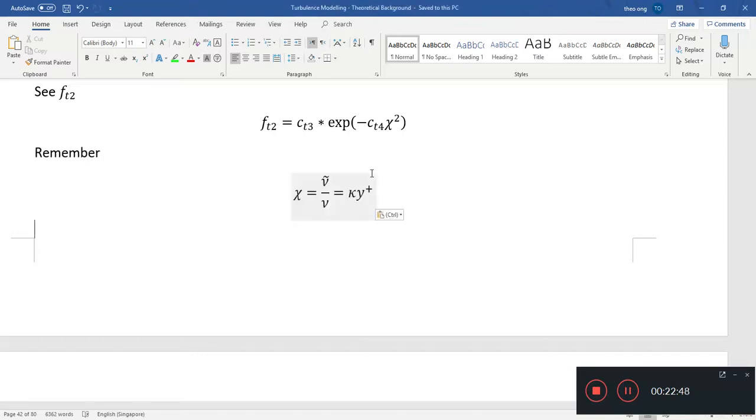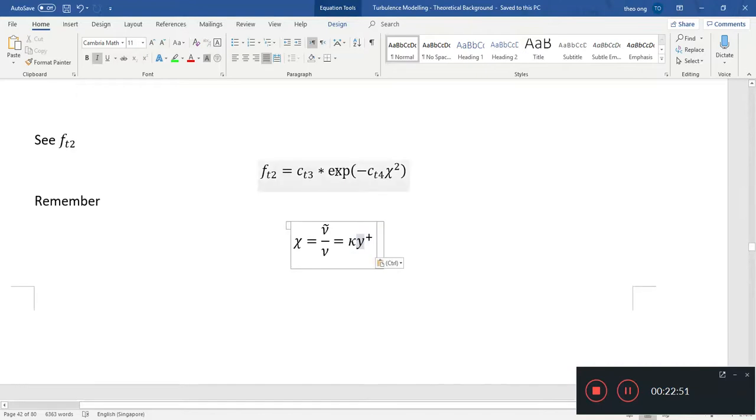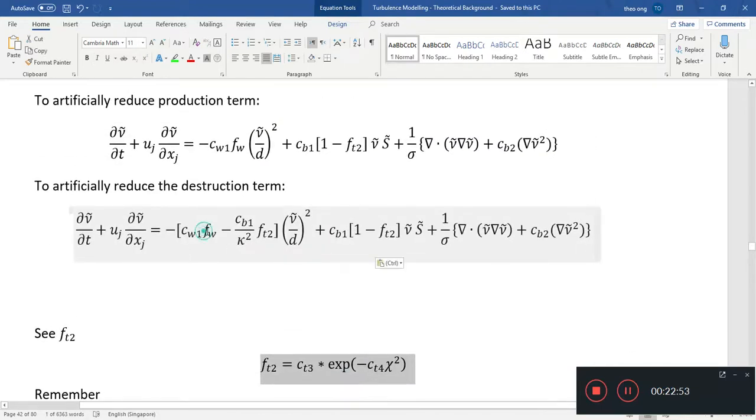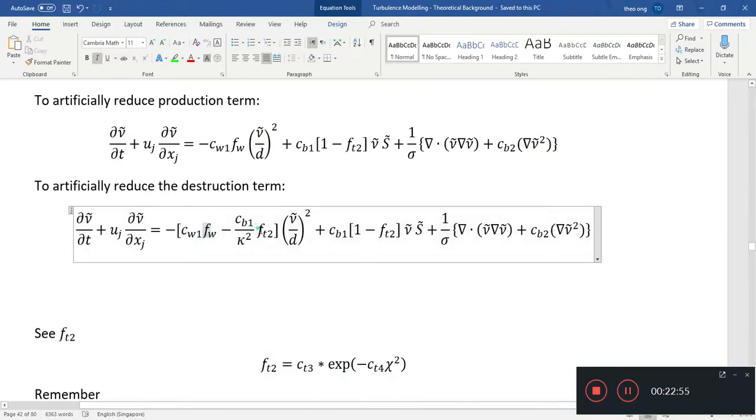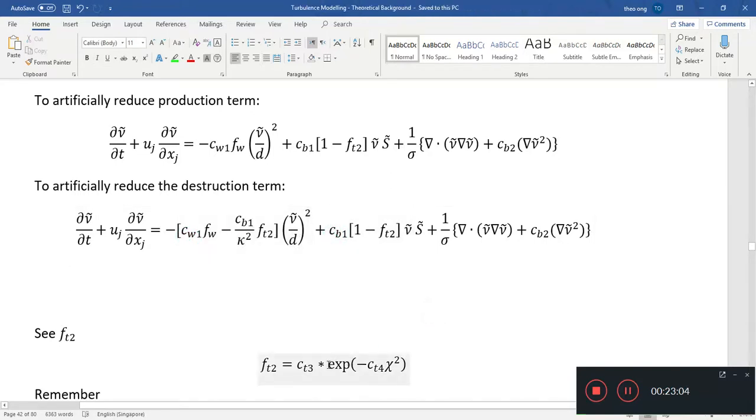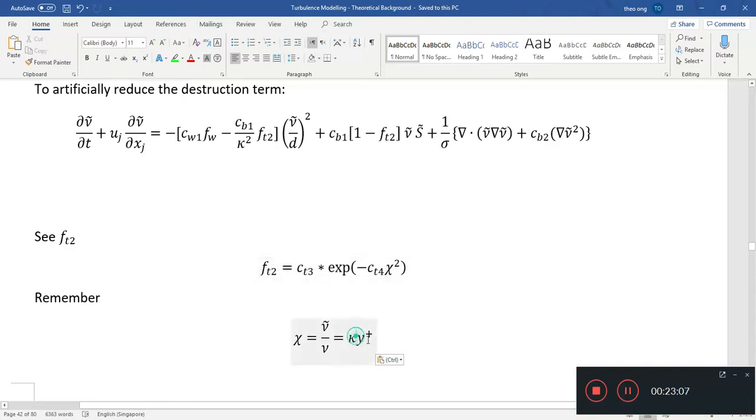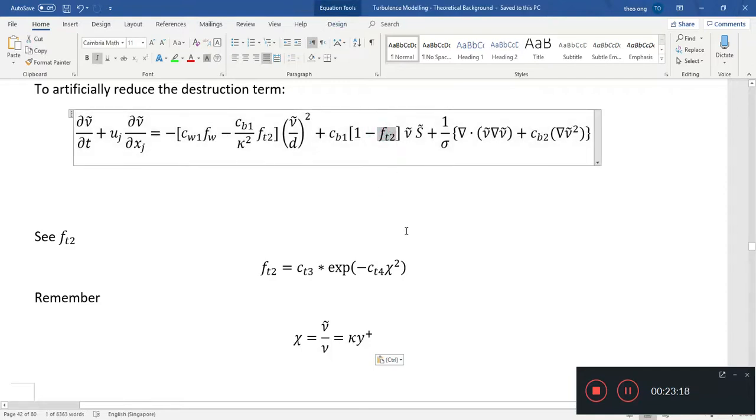So this has to do with the y plus. That's why you have this down here, so that you can destroy the destruction term and the production term at the wall. If you can see, when y plus equals 0, chi equals 0, and this term becomes 1. So you'll have a minus ct3 over here, and that will help to destroy this term.